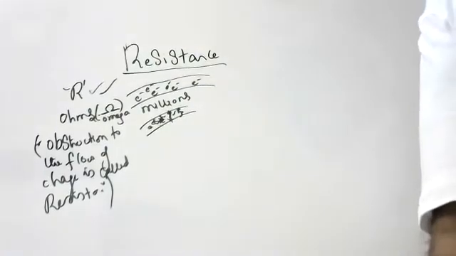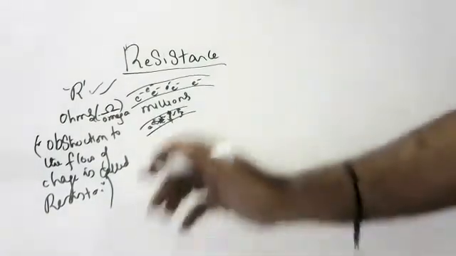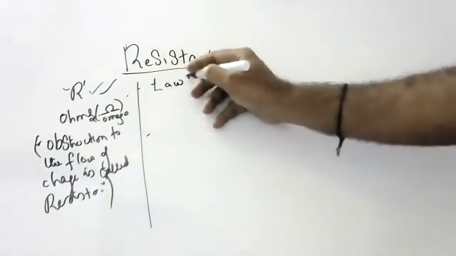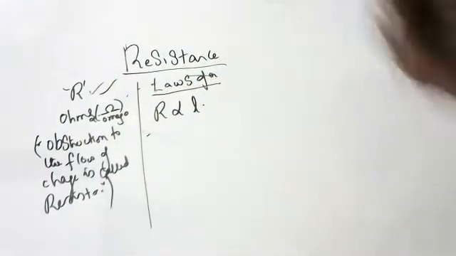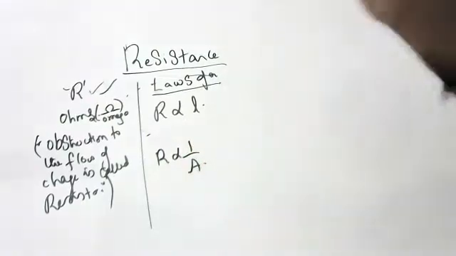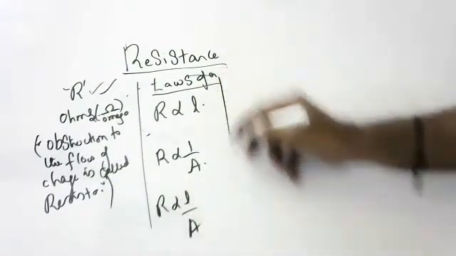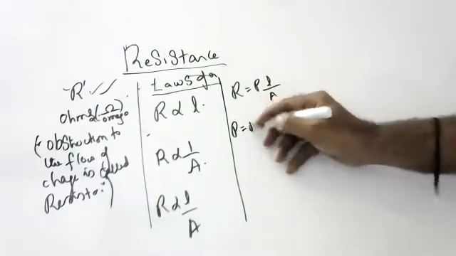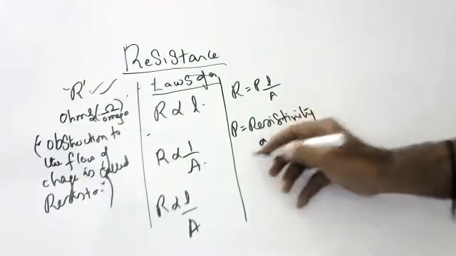Now, what are the laws of resistance? The first law, children. Please concentrate. Mute your audios. Laws of resistance. The first law states that resistance is directly proportional to the length of the conductor. The second law states that resistance is inversely proportional to the area of cross section of the conductor. Combining both, we get R is directly proportional to L by A. Removing the proportionality, keeping a constant rho, where rho is called resistivity or specific resistance.